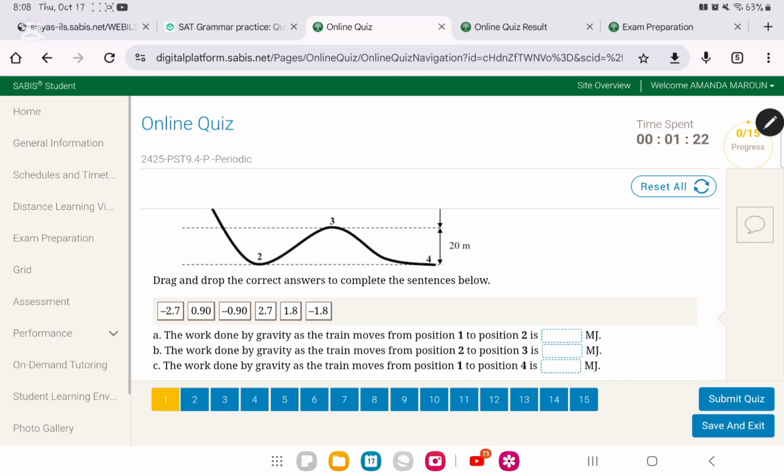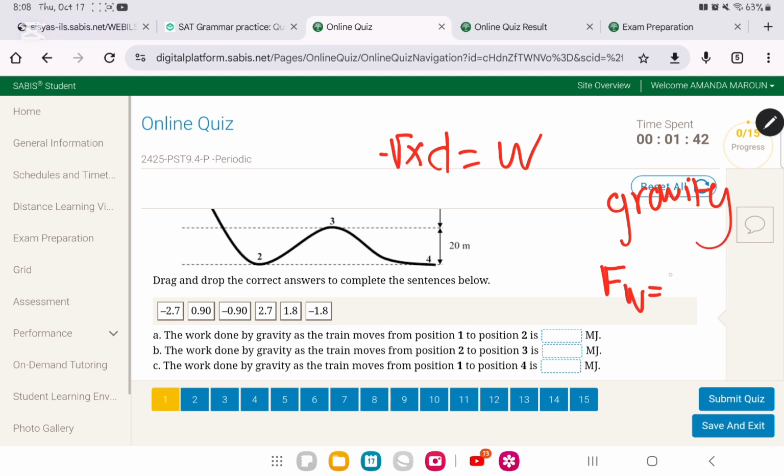So to find the work done by gravity, we know that the formula for work is force times distance. So W is equal to force times distance. Gravity exerts which force? What force is done by gravity? It is the force of weight. The force of weight is equal to the mass times the gravitational attraction. So very simply, you can substitute the force by mass times g.